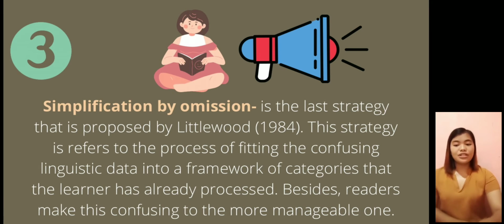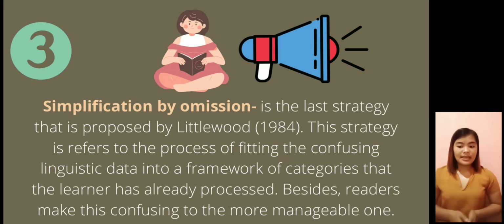The last one is simplification by omission. Simplification is the last strategy proposed by Littlewood 1984. His statement asserts that this strategy refers to the process of fitting confusing linguistic data into a framework of categories that learners have already processed. Besides, readers make these confusing rules into more manageable ones. So that would be all for my discussion.